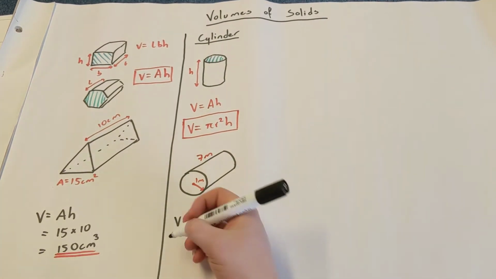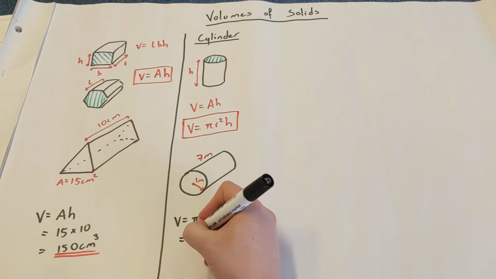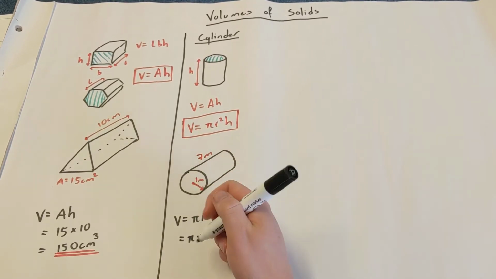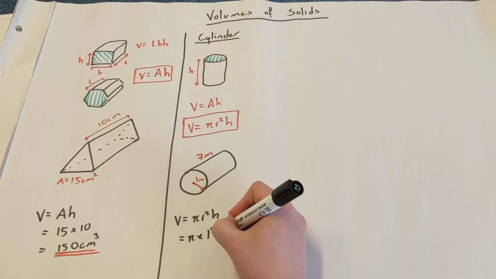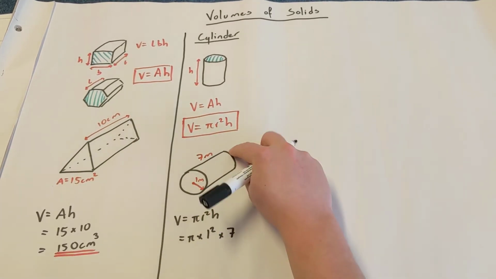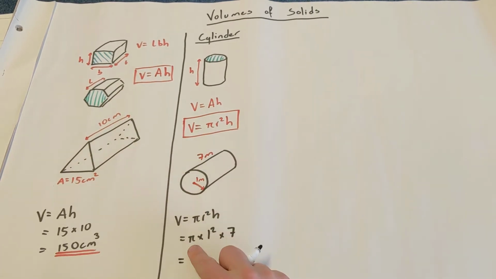It's pi r squared h, and we'll just sub in. So we've got pi, and instead of r, that's the radius, we're going to put 1 squared. And instead of the height for it, we're going to put 7, because that's how far back it's going. So that means I've got pi times 1 squared times 7.